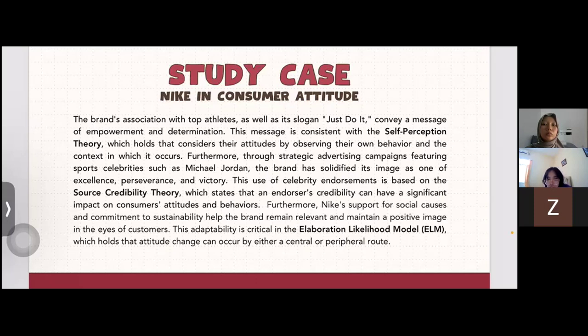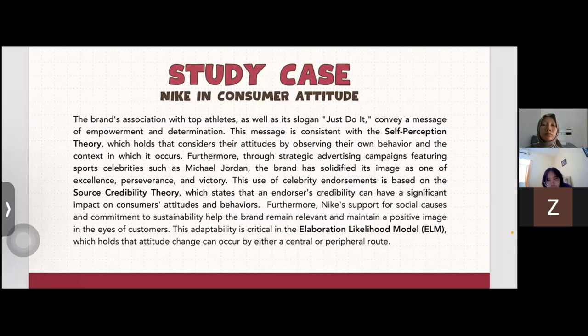Furthermore, through strategic advertising campaigns featuring sports celebrities such as Michael Jordan, the brand has solidified its image as one of excellence, perseverance, and victory. This use of celebrity endorsement is based on the source credibility theory, which states that an endorser's credibility can have a significant impact on consumer attitude and behavior. Furthermore, Nike's support of social causes and commitment to sustainability help the brand remain relevant and maintain a positive image in the eyes of customers.